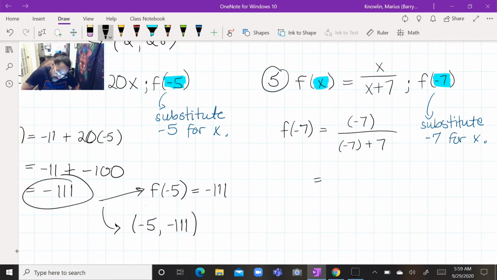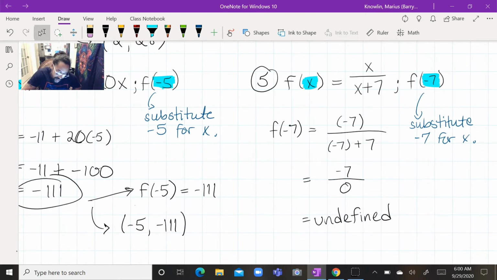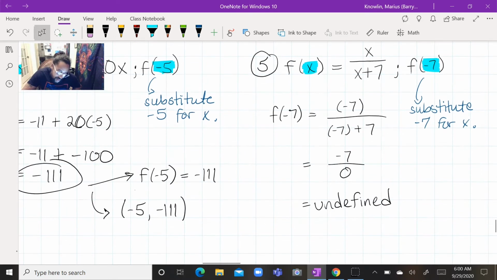Now, let's go ahead. So f of negative 7 equals negative 7 divided by negative 7 plus 7. When we evaluate that, the numerator stays the same, negative 7, and the denominator becomes 0. Now, we should already know that you cannot divide by 0. Dividing by 0 is not allowed in mathematics. So we would write this as undefined.